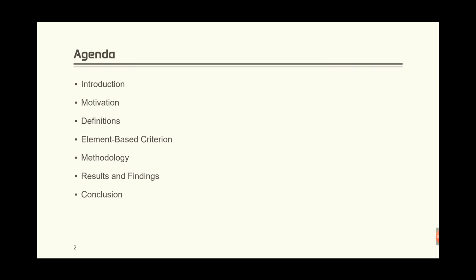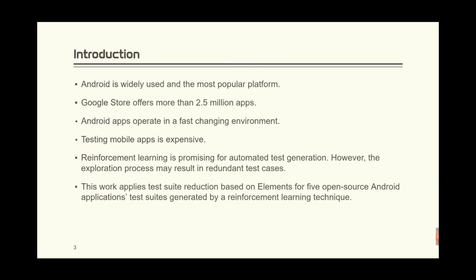I will start with the introduction, then the motivation behind this study. Then I will go over some terminology and definitions in the context of our study. Then we will present our proposed algorithm, element-based criteria. After that, we'll go to the methodology and the outcomes of this study, and finally the conclusion. Let's move to the introduction.